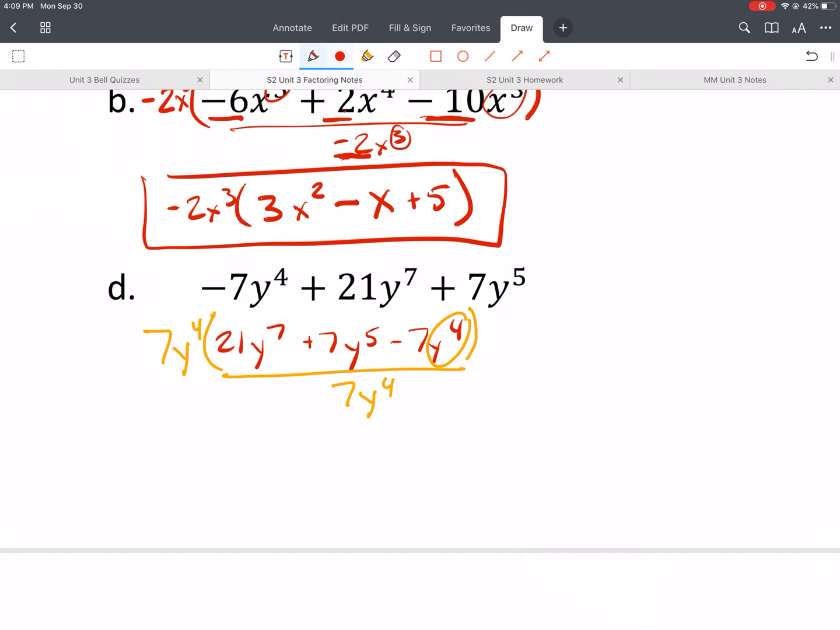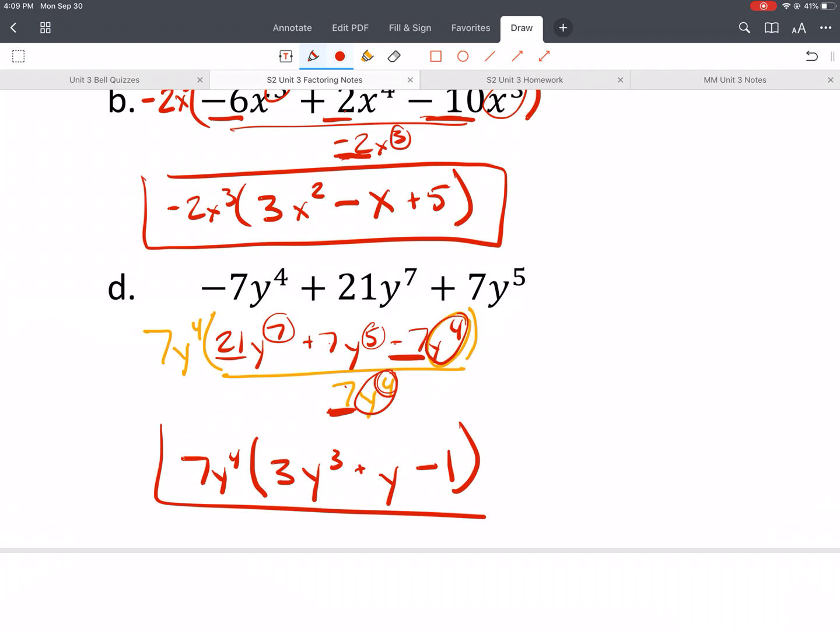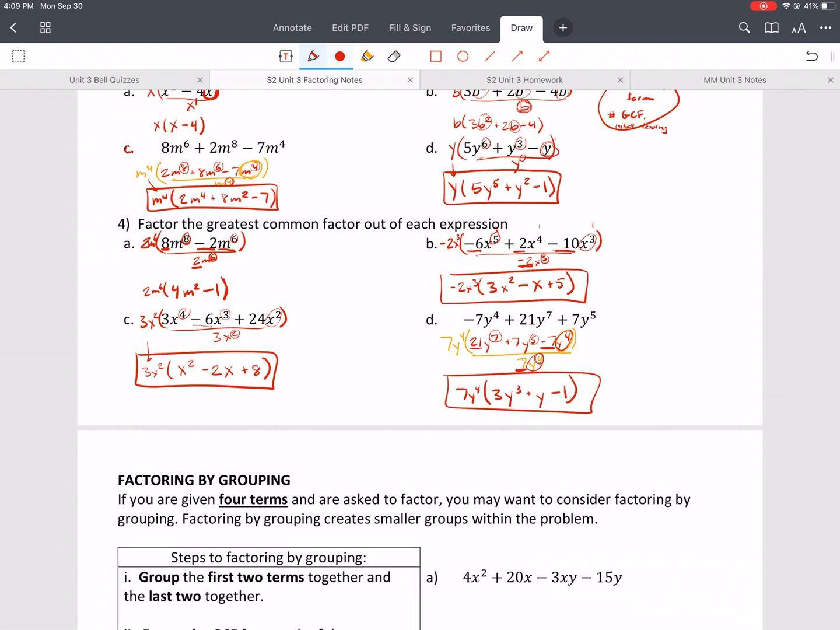So in our answer, our GCF is 7y to the fourth, and then everything else: 21 divided by 7 gives us 3, 7 minus 4 gives us y to the third, 7 over 7 gives us 1, and 5 minus 4 gives us y to the 1, and then negative 7 divided by 7 gives us a negative 1, and y to the fourth divided by y to the fourth is 1. So that'd be like 1 times 1, which is just 1. So we'll just leave that like that. Okay, if you have any questions on how to do that, let me know.